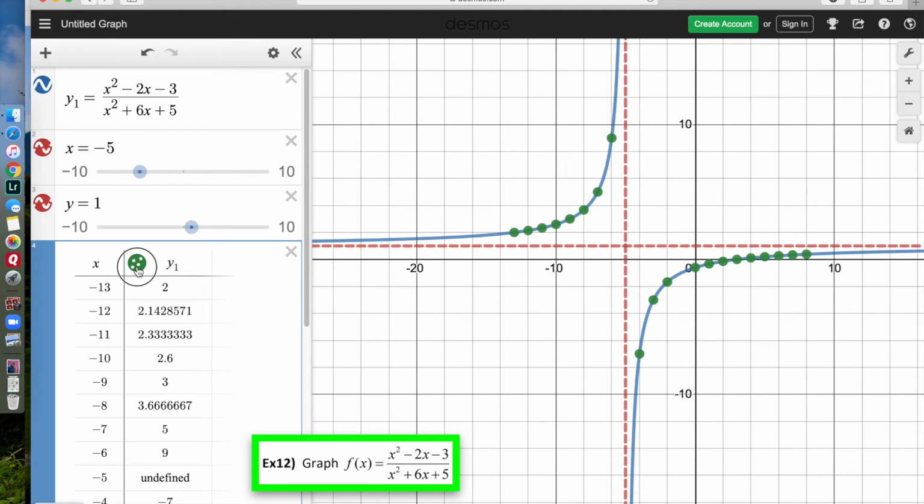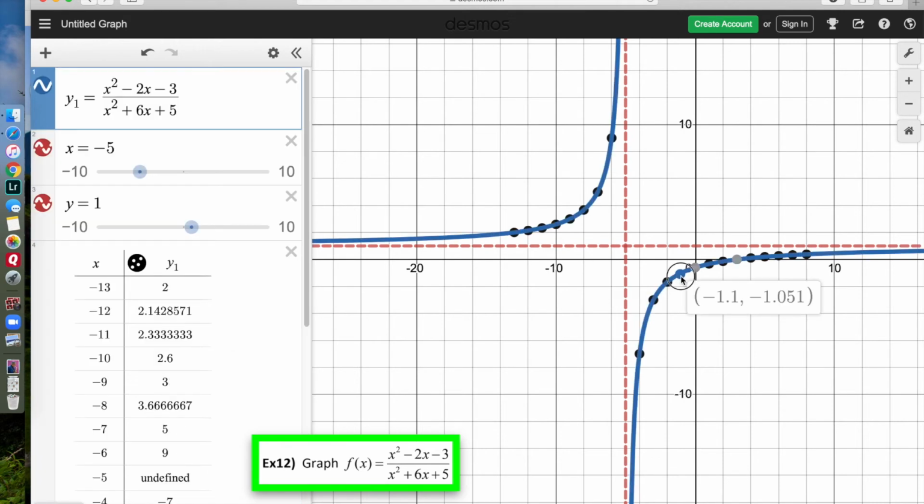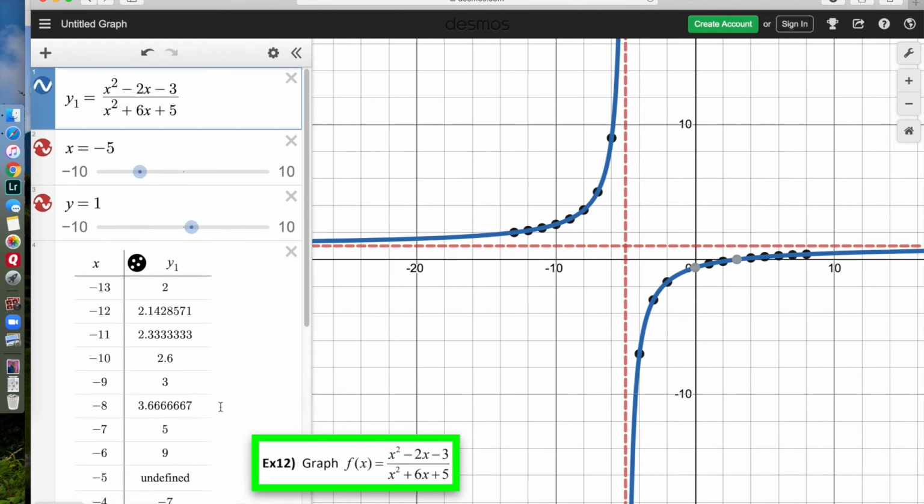And I'm going to change the color of those points to black. And here, to underscore the fact that this x is -1 here would be that hole, and in the table it shows it as an undefined value both on the graph and on the table. -1 is undefined and -5 is undefined. So I have approximated my asymptote and my hole correctly, and we'll talk about how to do those things algebraically in a minute.